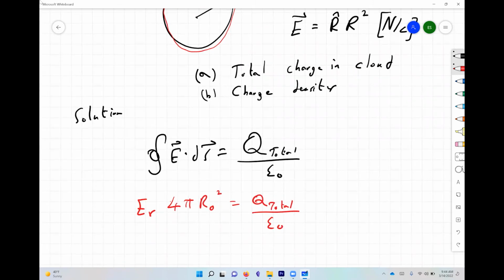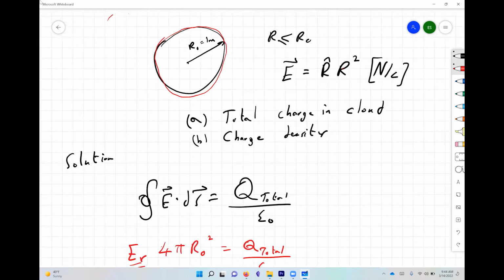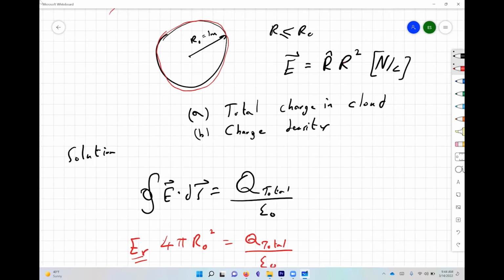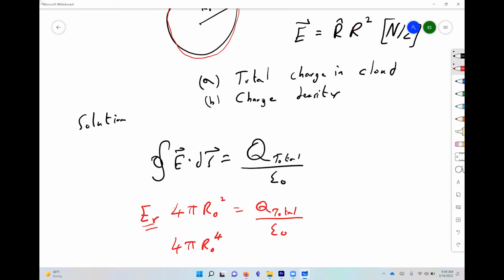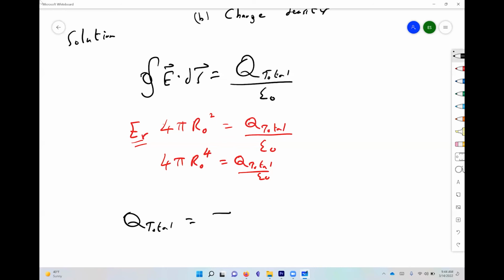And what is ER there? ER there is E is R hat over R squared, right? So the magnitude is going to be R naught squared, right? ER is going to be R naught squared. So it's going to be 4 pi R naught to the power 4 equals Q total over epsilon naught. So Q total is simply 4 pi epsilon naught R naught to the power 4.